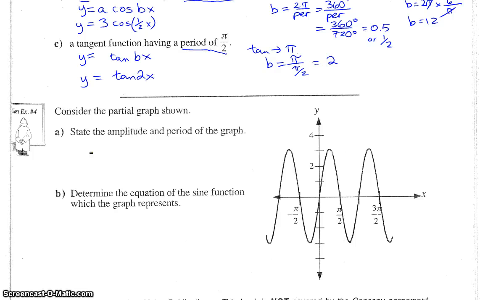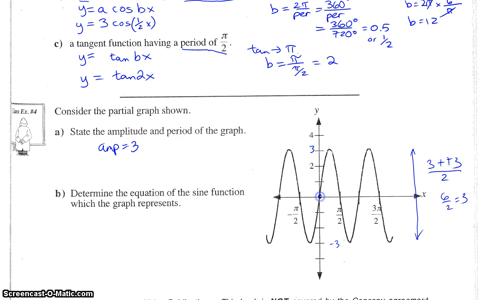All right, example number 4. Consider the partial graph shown. State the amplitude and period of the graph. Okay, so they're giving us a graph. All right, so amplitude is half the total range. So we're going from 3 to -3. We could figure it out by subtracting 3 minus -3 and then divide by 2, so that's going to be 6 over 2 equals 3 would be our amplitude. So amplitude equals 3.